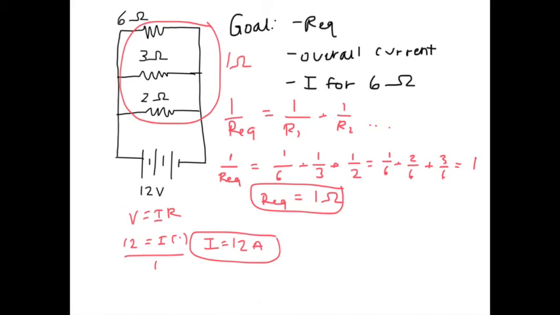Finally, we're looking for the current in the 6 ohm resistor. So here we're treating it almost like a series, with only the path through the 6 ohm resistor. Again, we'll use V equals IR. The V is 12, the current is what we're solving for, and R is 6. Divide both sides by 6, and the current is 2 amps.